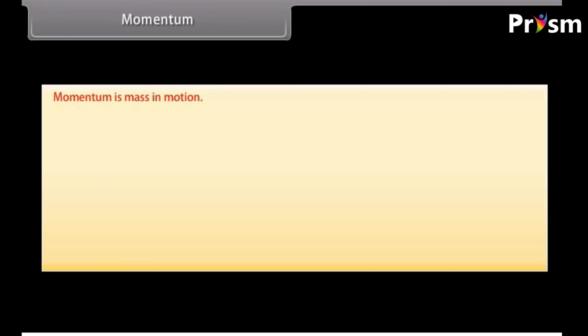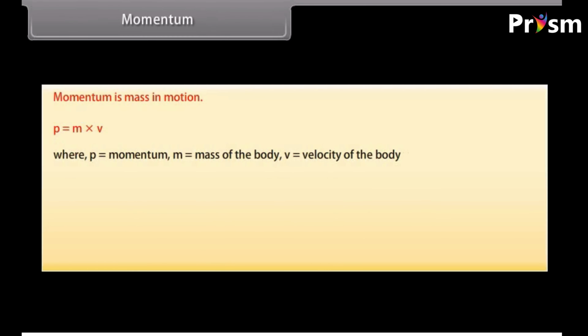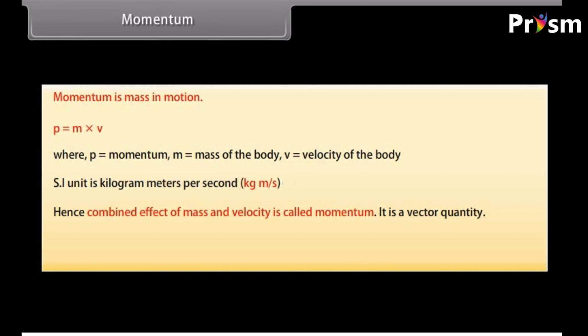Momentum. Momentum is mass in motion. P is equal to m into v, where P is equal to momentum, m is equal to mass of the body, v is equal to velocity of the body. SI unit is kilogram meters per second. Hence, combined effect of mass and velocity is called momentum. It is a vector quantity.